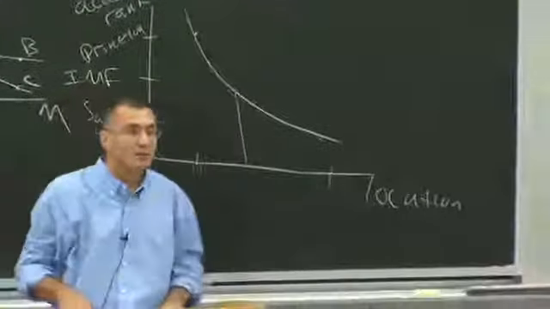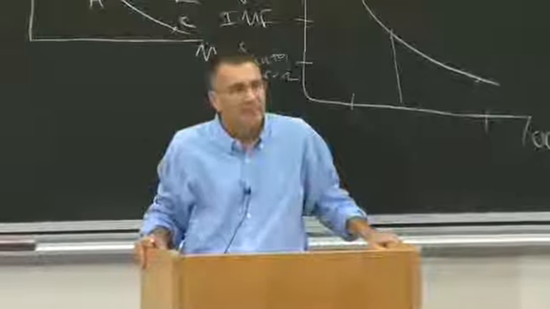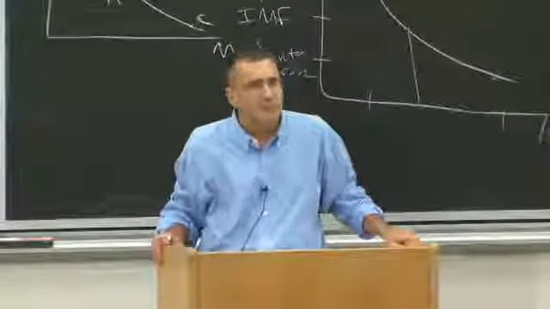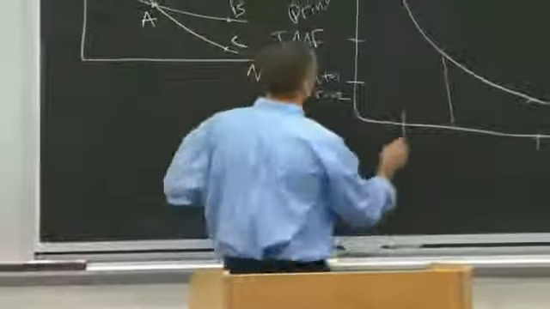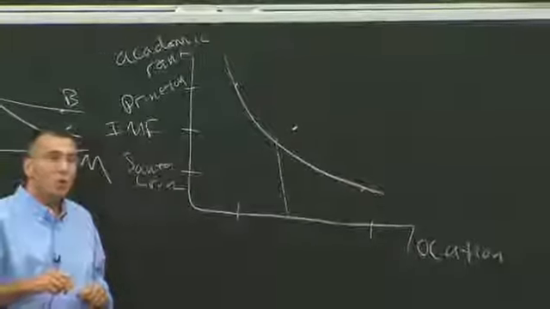Question in the back. I was wondering if the IMF point would actually not be on the curve, but further out? If we're further out, great question. So imagine the IMF were here. Okay? What should he have done?